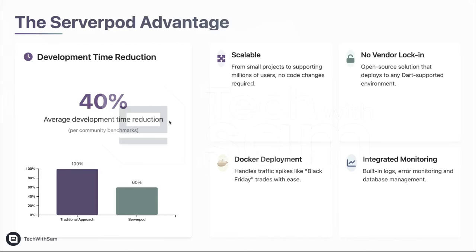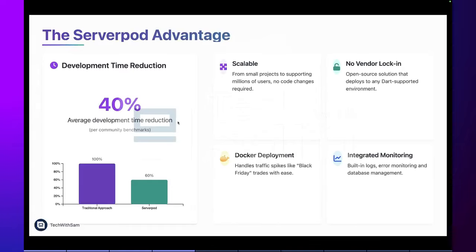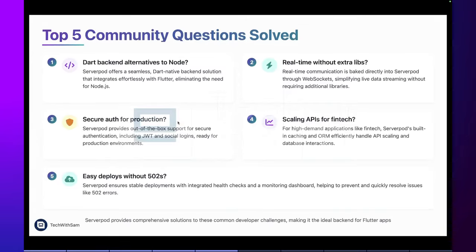So Docker handles traffic spikes like Black Friday. I'm sure we all are aware of Black Friday's traffic, handled with ease. We have integrated monitoring, built-in logs, error monitoring, and database management. There's a software that we are going to be downloading when we are moving into setup and installation. There's a monitoring software that you'll be able to use to track all the things that are happening behind the scenes. So we have the top 5 community questions solved.